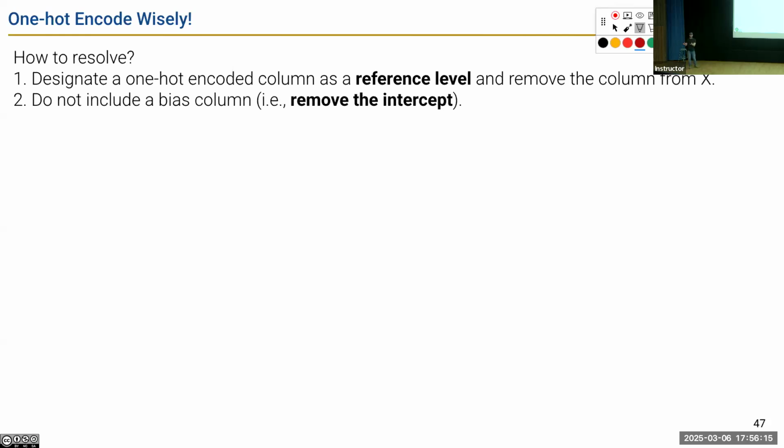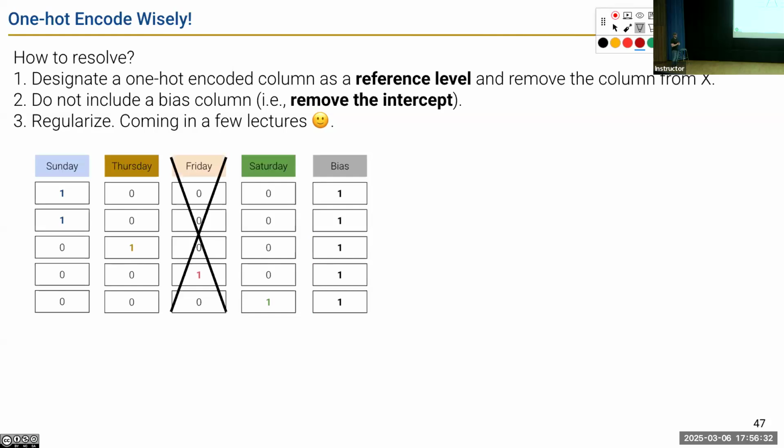We could exclude the bias column entirely. This is what we did before, but we end up with sort of funky interpretations. Another thing we can do is what's called regularization. We're going to learn this in a few lectures. This linear dependence problem isn't as big of a deal when it comes to regularization, but that's coming in a little bit. So, like I said, we could either omit one of the one-hot encoded columns.